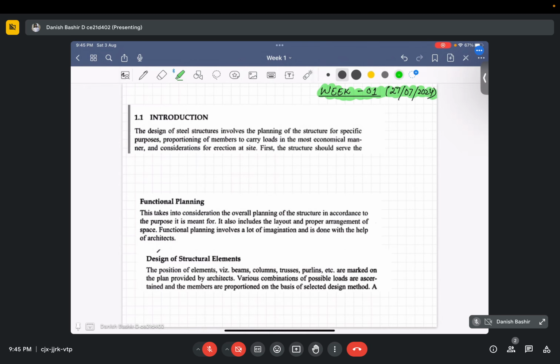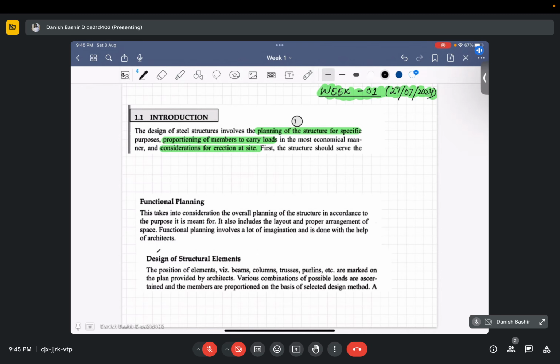So, introduction. What actually is the design of steel structures? In simple words, we can say that the design of steel structures involves the planning of the structure for specific purposes, proportioning of the members to carry the loads in the most economical manner, and consideration for erection at the site. So there are three basic things in this definition. The first thing is the planning of the structure.